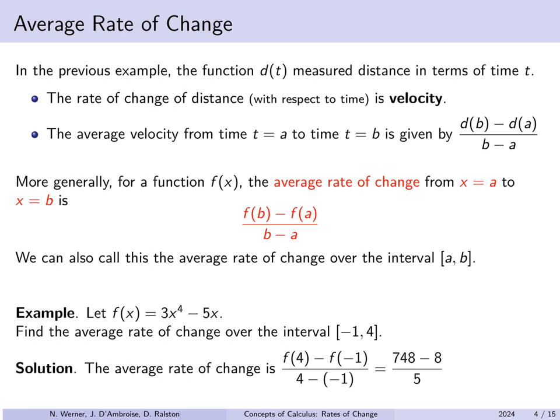f of 4 is 748 and f of negative 1 is 8. And 4 minus negative 1 in the denominator is 5. So this computes to 148. The average rate of change of this function on the given interval is 148.